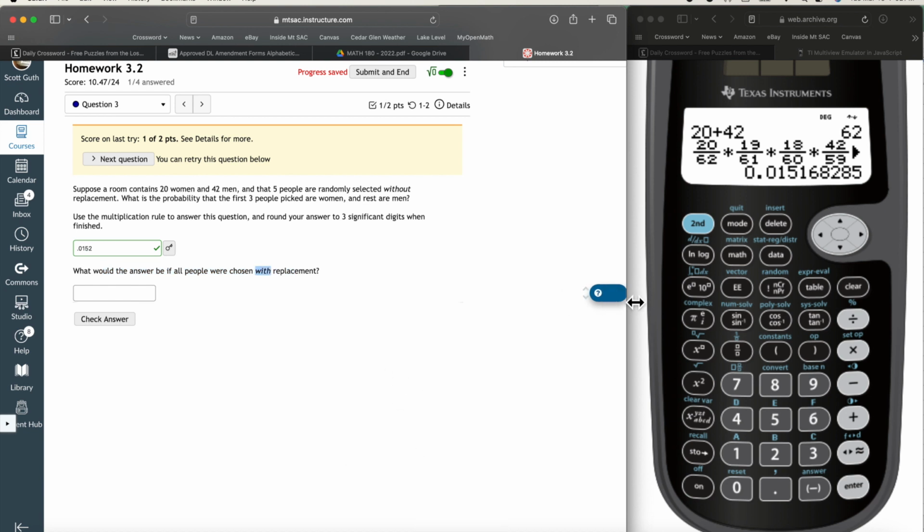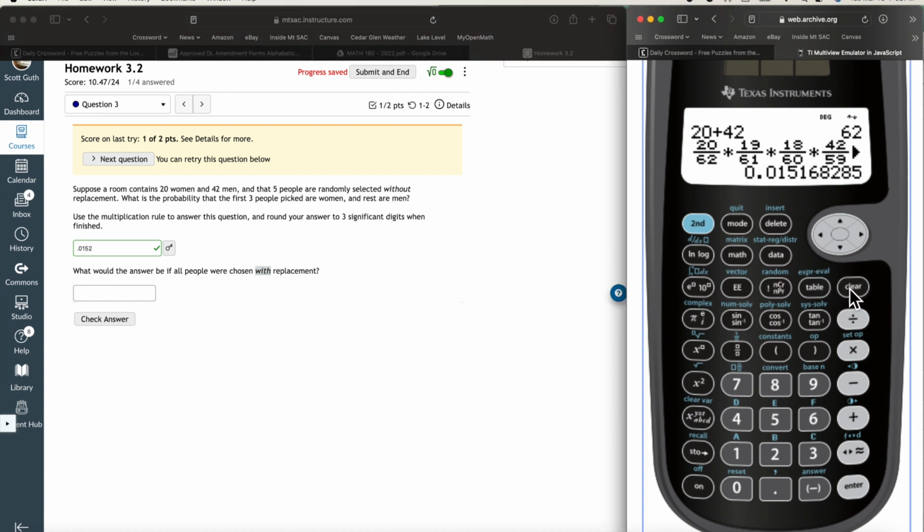So on this one, what's going to happen is you're going to start with 20 women out of 62, and every time you pick someone, you're going to replace that person. So the number of women won't change and the number of people won't change. So I'm going to clear that and say, all right, I need 3 women. For the first, there's 20 out of 62. And then the next person that's chosen, well, you put the first person back, so there's still 20 women out of 62 people. You're doing it 3 times, and every time there's still 20 women out of 62.